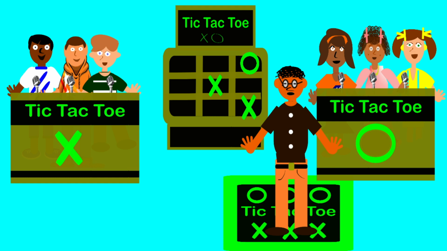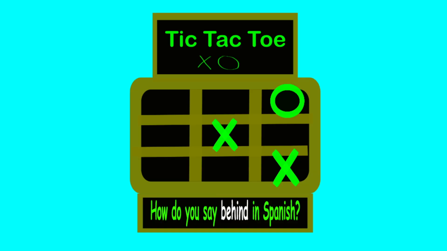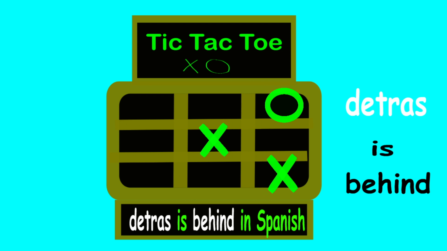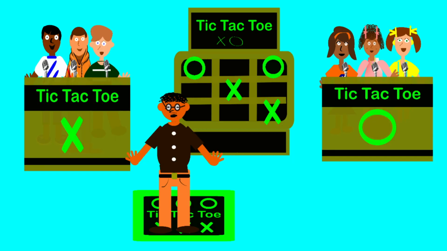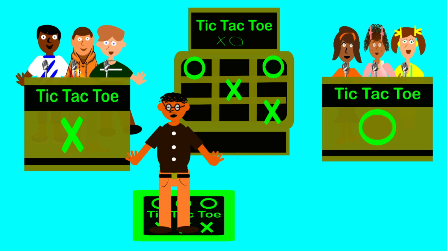O's, you're back on the board, and your question is, how do you say behind in Spanish? Detrás is behind in Spanish. Yes, you're correct. Where would you like to put your O on the board? Top left corner square, please. Okay, good game, everyone. X's, you're back up on the board again.